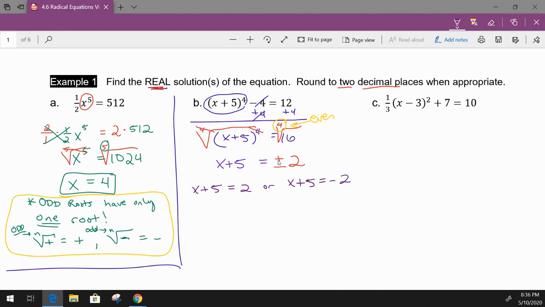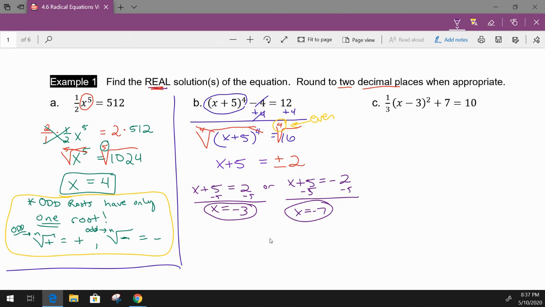So x plus 5 equals the positive 2, or x plus 5 equals the negative 2. If we solve this first equation by subtracting 5 from both sides, we would get x is equal to negative 3. If we solve the second equation by subtracting 5 from both sides, we would get x equals negative 7. So those are actually our two solutions.